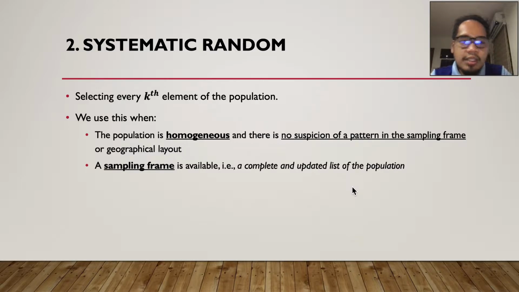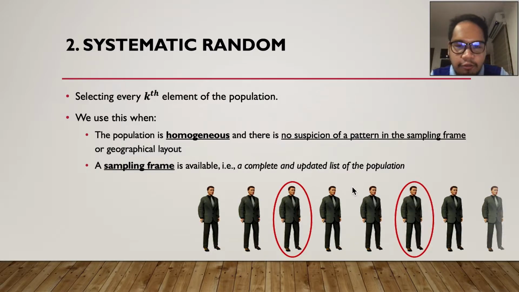We use systematic random sampling if we know that the population is homogeneous, and that there is no suspicion that in your sampling frame, in your list of all the names of the population, there is a pattern forming. Because if there's a pattern, your systematic random sampling is really not random at all. That is how we use systematic random sampling.